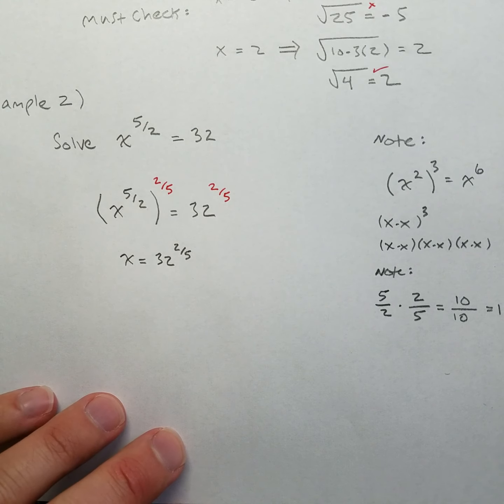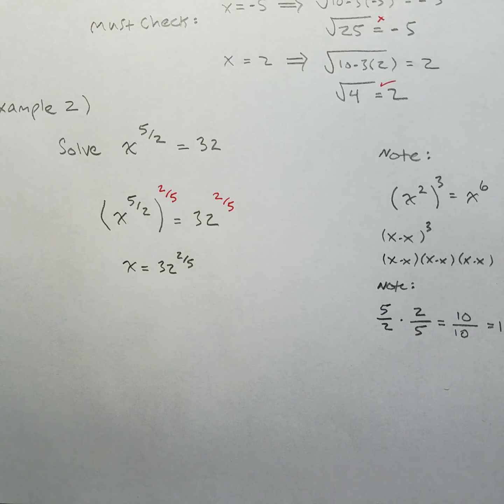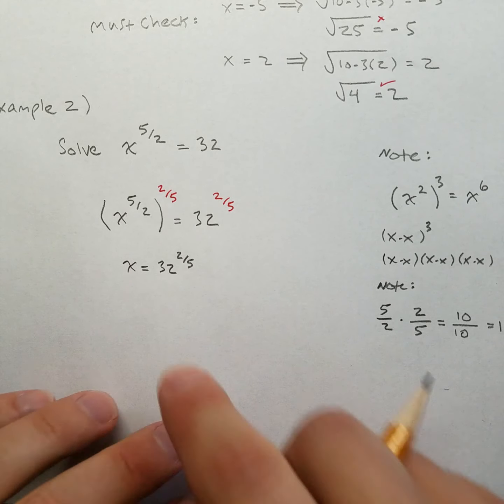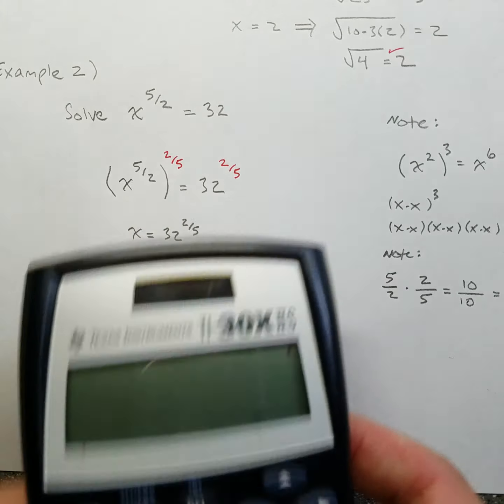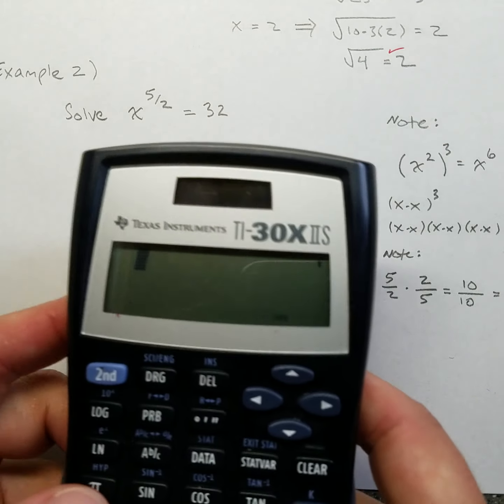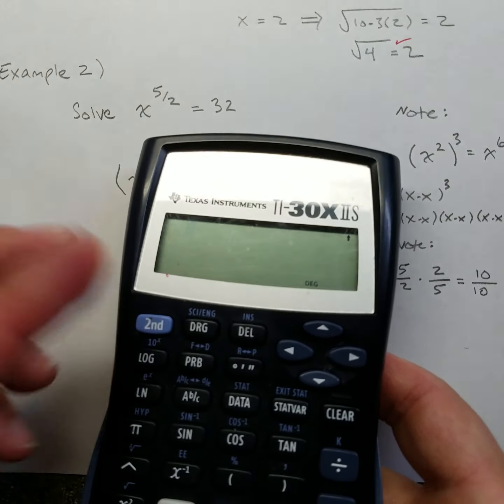Okay. Now, at this point, it looks like you got your answer. You got 32 to the 2/5 power. Here's one way you can do it. I'm going to insist on showing you two things right here. But we could do it like this. Here's my calculator.